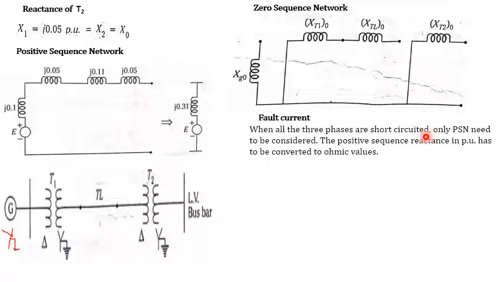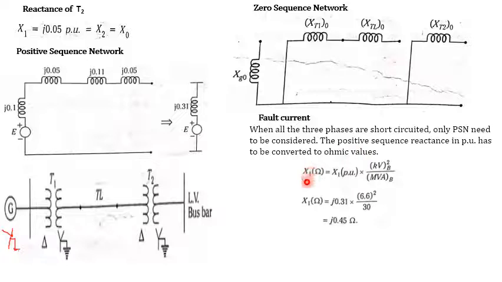So for this we need to consider only the PSN. The positive sequence reactance in per unit has to be converted into ohmic values. Why is it so? Because these values are considered on a three-phase network. So let us consider the ohmic values.